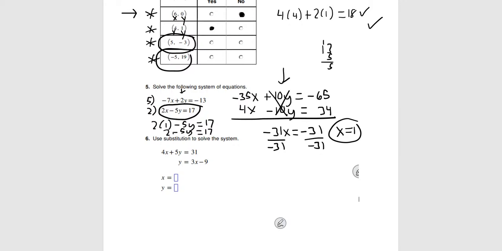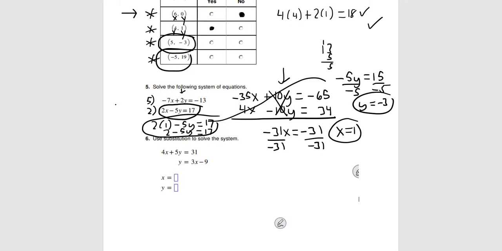So then I have to subtract 2 from both sides. I'm running out of space here. So that would give me, I'm going to take this and I'm going to move over here. So I'm going to be left with negative 5 times y equals 15 when I subtract 2 from both sides. Then I'm going to divide by negative 5, so y equals negative 3. So my solution for this system would be 1, negative 3.